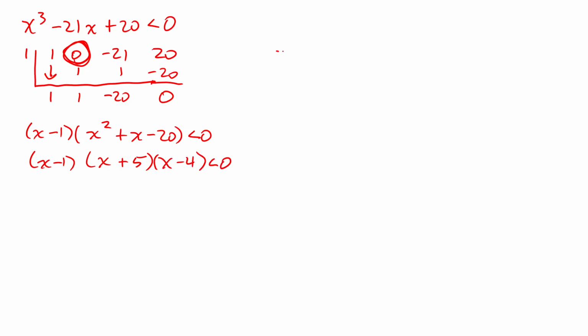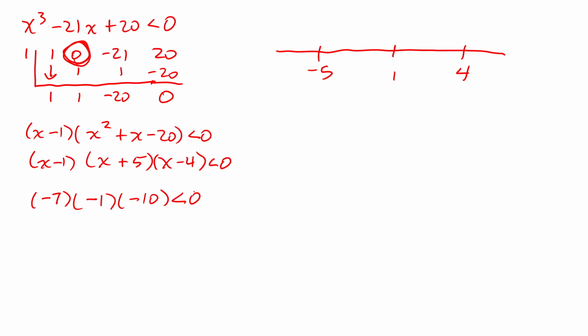Well, we're fully factored, so we're in a good position to make our number line and put the zeros of that factored expression in order from least to greatest, left to right. Now, what we're going to do is pick a number to the left of negative 5 in that first interval. So suppose we let x be negative 6. If we let x be negative 6, then x minus 1 is negative 7, x plus 5 is negative 1, and x minus 4 will be negative 10. Now, is negative 7 times negative 1 times negative 10 less than 0? Absolutely it is. So what we do is we put a check mark in that column.